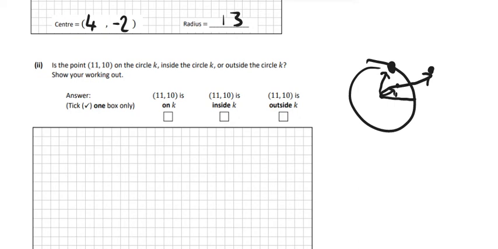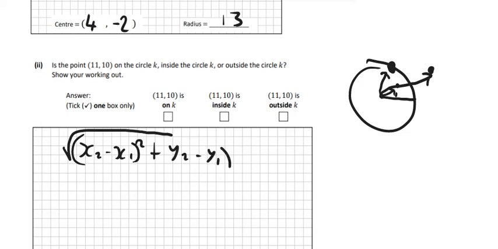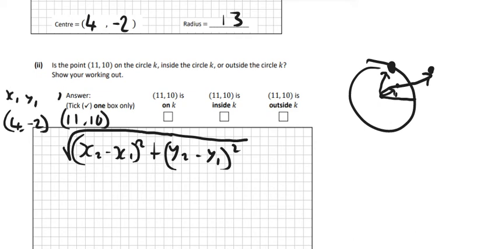So we're going to find the distance from the center to the point. We're going to use the distance formula, or the length formula from the log table. That's the square root of (x2 minus x1) squared plus (y2 minus y1) squared. And the two points I'm going to use are the center, obviously, which is (4, -2), and the other point, which is (11, 10). So x1, y1, x2, y2.